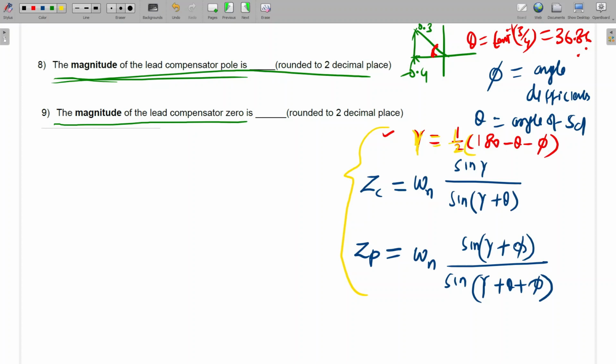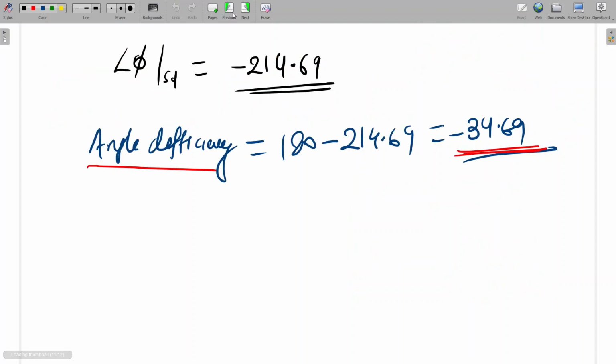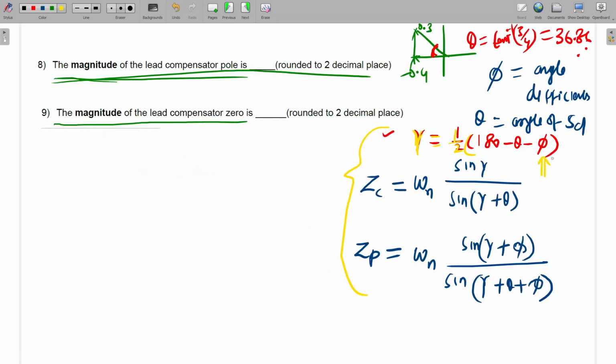Now what is this phi? It is the angle deficiency, which we have already calculated. It comes as minus 34.69, but here the same phi we have to put, whatever the angle deficiency is, 34.69. And this theta will come from the time specification.